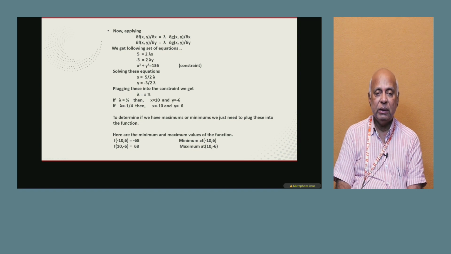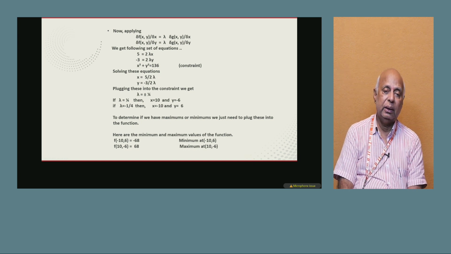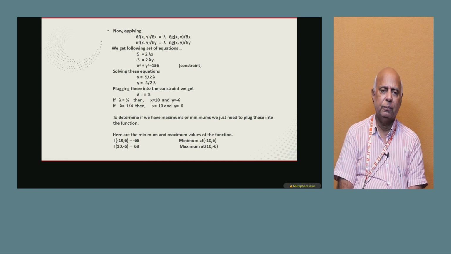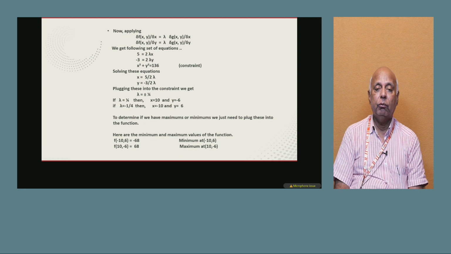Out of all these things, lambda is equal to plus or minus 1 by 4. Ultimately, we need to find the value of lambda. So using this value of lambda, that is lambda is 1 by 4, we get x equal to 10 and y equal to minus 6. And similarly, when minus 1 by 4 is used for the value of lambda, x is minus 10 and y is equal to 6.